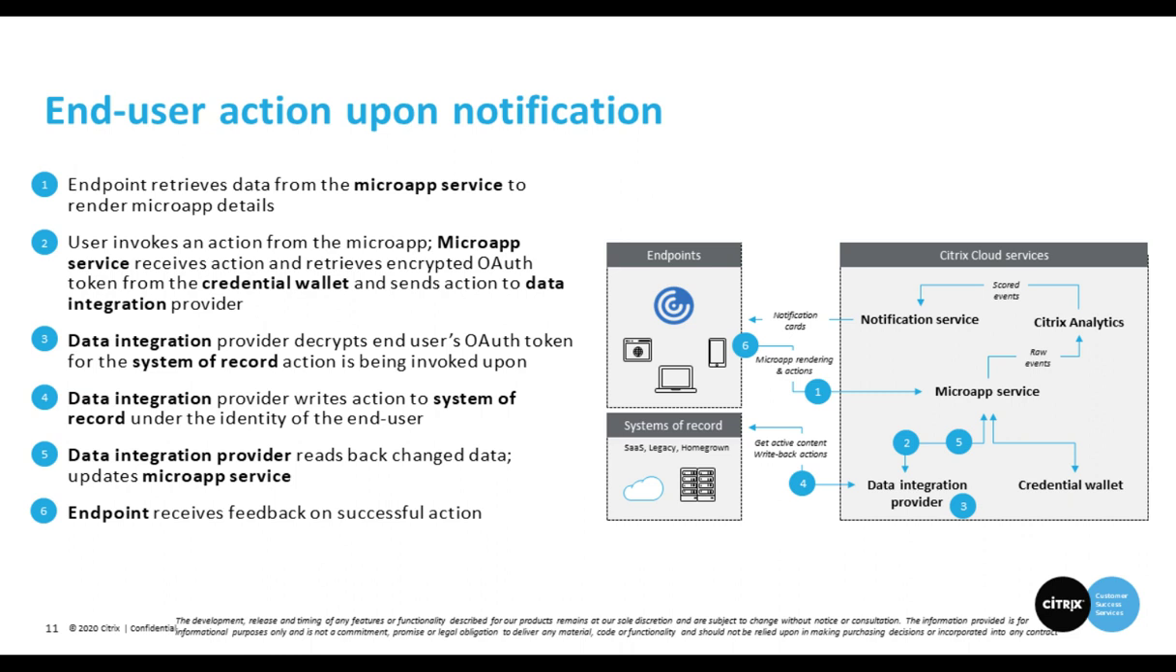And as a result, you don't have that sort of challenge where a resource account would be doing something in a headless fashion that the user didn't know about. The data integration provider then will read back the changed data, and it will update the Microapp service saying that the record was changed. The endpoint then is going to receive the feedback based upon the successful action and say that something was changed. You may be wondering what happens if the record was already changed ahead of time before the Microapp action was actually occurring.